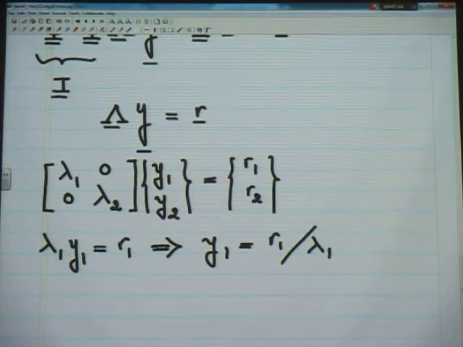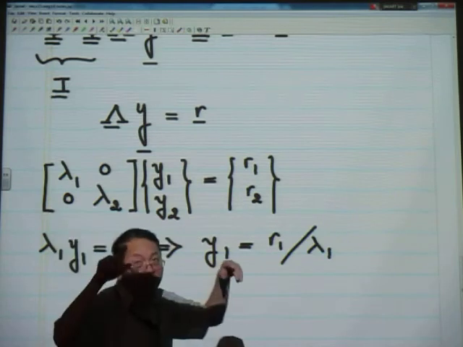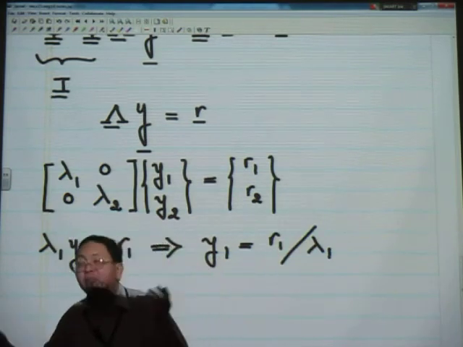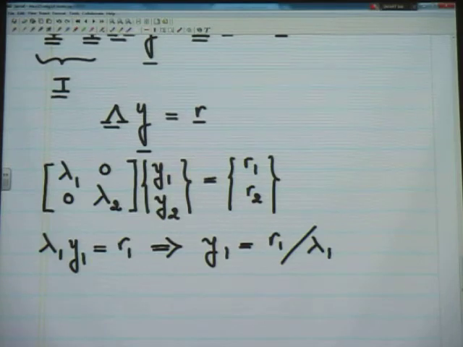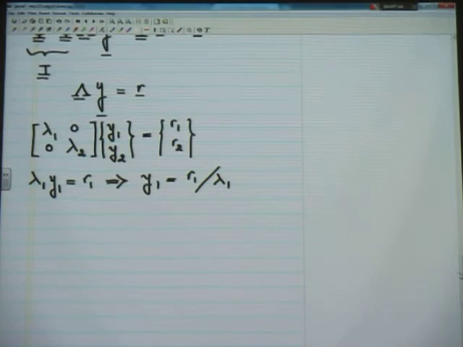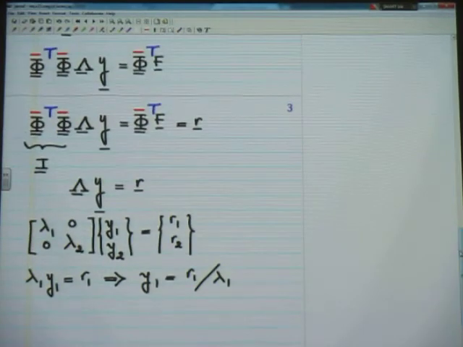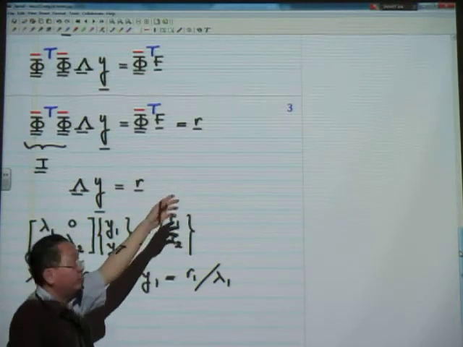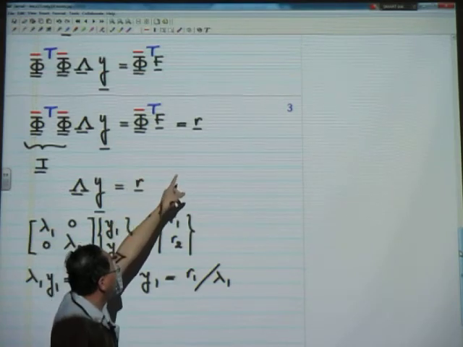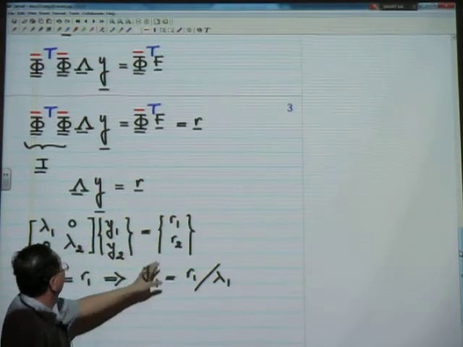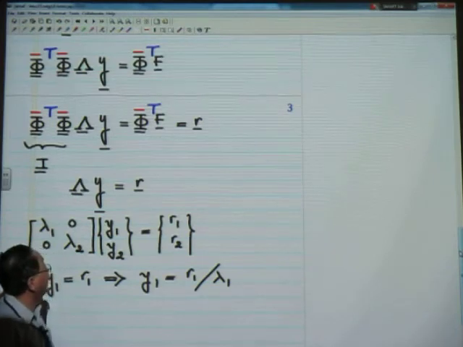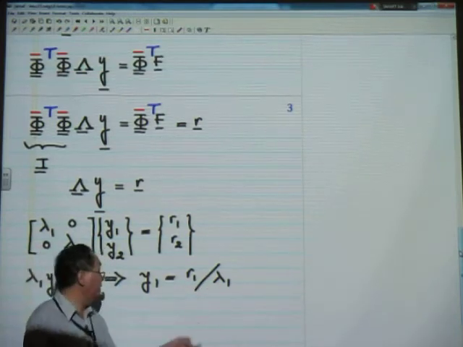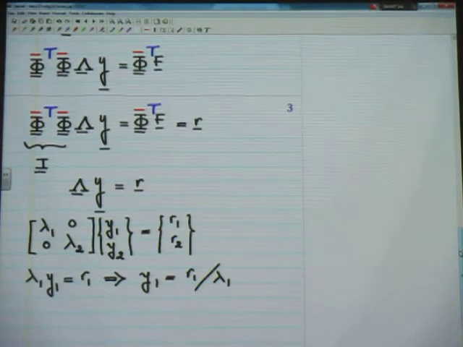Lambda 1 was equal to 1, okay? R1 you can find easily, right? Because R is phi bar transpose times F. And you know phi bar transpose, and you know F. Let me zoom out so you can see the big picture. R is phi bar transpose F, and F is the applied force. Both matrices are known, so you can compute R easily. So the numerical values of R1 and R2 are known. The numerical value of lambda 1 was 1, so therefore you can find the numerical values of Y1.